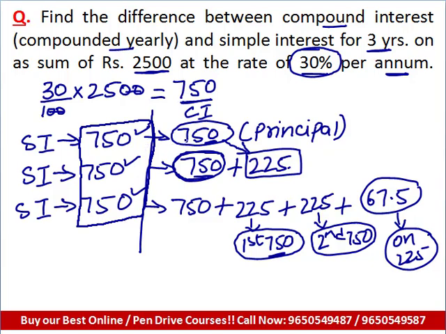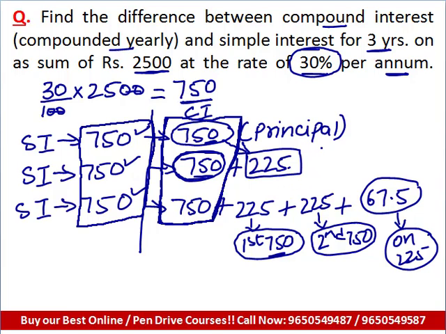Look at compound interest. In compound interest, the 3 750s are there. So remove these 3 750s and the additional component. Students, the additional component is the difference, because you can clearly see in case of compound interest, apart from these 3 750s, there are some additional components. And these additional components are nothing but the difference between simple interest and compound interest.